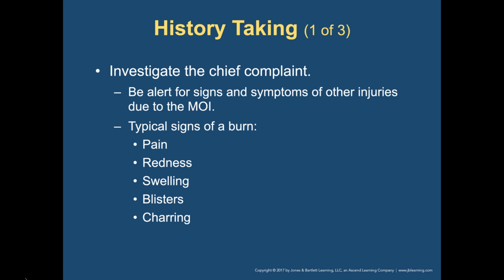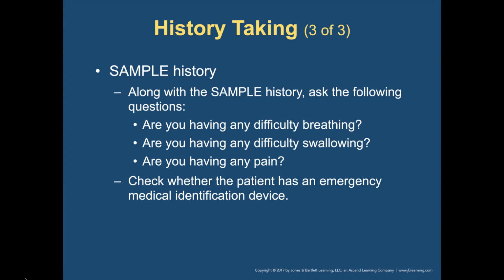Typical signs of a burn: you have pain, redness, swelling, blisters, and charring. That's progressively worse, right? If you just have pain and redness, that's your superficial. Swelling typically tells you that they have some injuries below the skin because now their body's trying to send fluid to it. And charring is your third-degree burns.